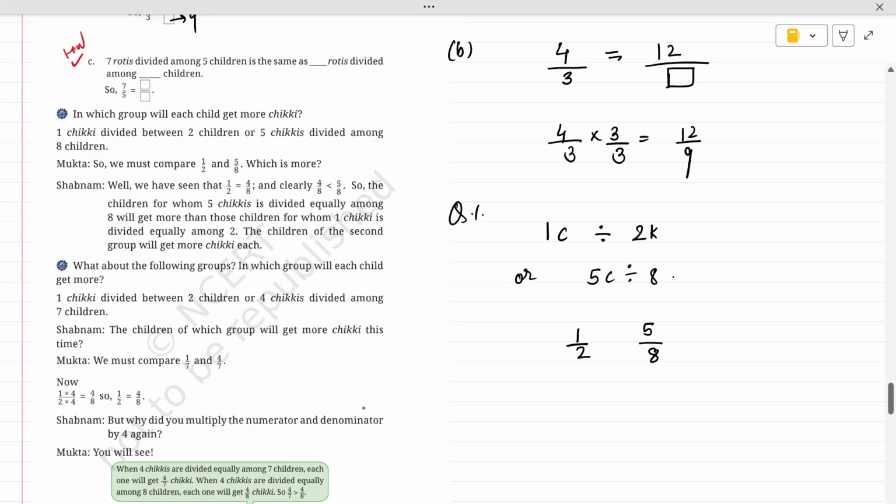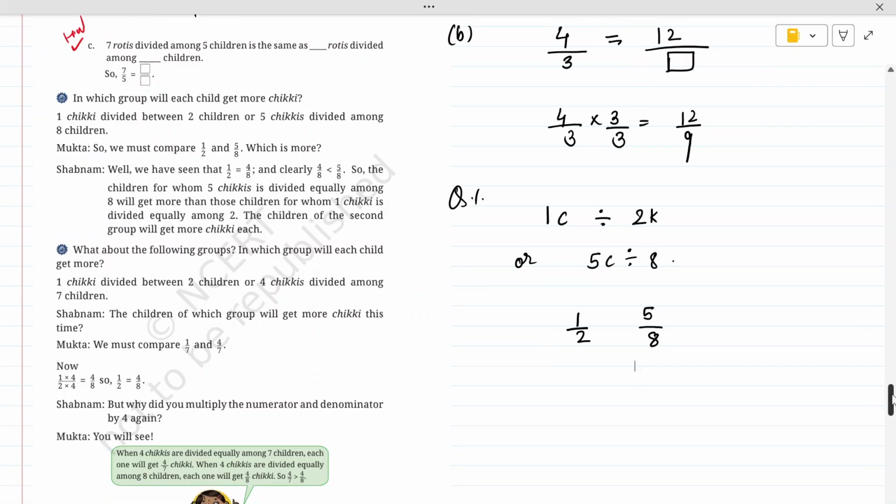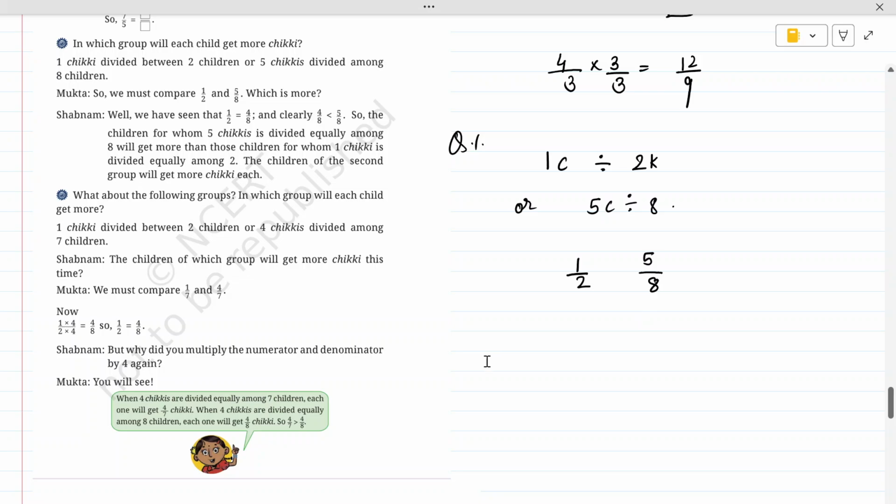Okay, so kids, we have done this in our previous grade, that if you have to compare and if the denominator is not same, so what we will do, we will try to make the denominator same first. Okay, so I can write this 1 by 2. I want to make the denominator same, so I am going to multiply 2 with 4 and I have to multiply 1 also with 4, because I have to multiply both the numerator and denominator with the same number. Okay, so I'll get 4 by 8.